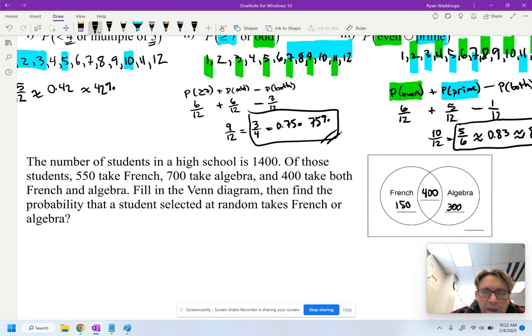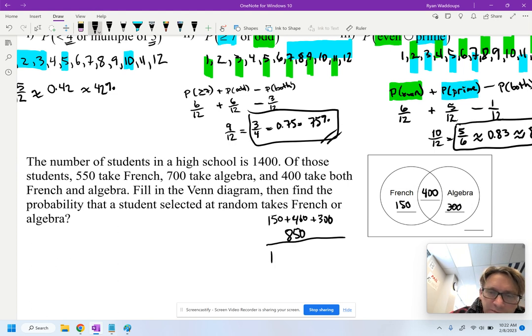And then we add those back together. 150 plus 400 plus 300, and that gives us 850. That's 850 students represented inside both of the two circles.